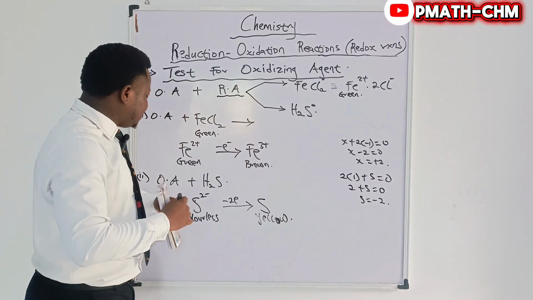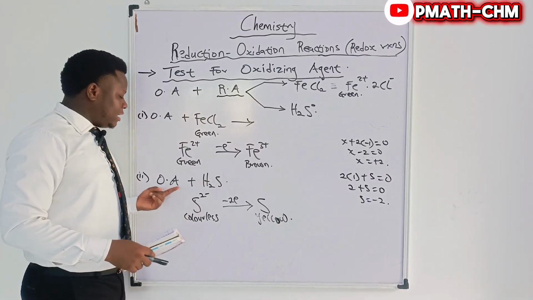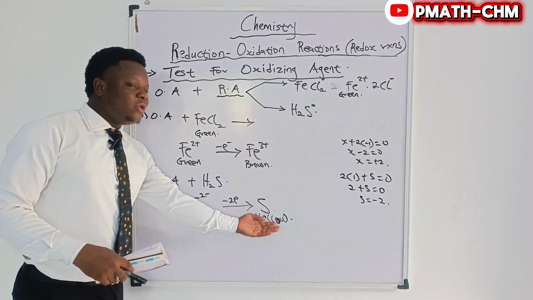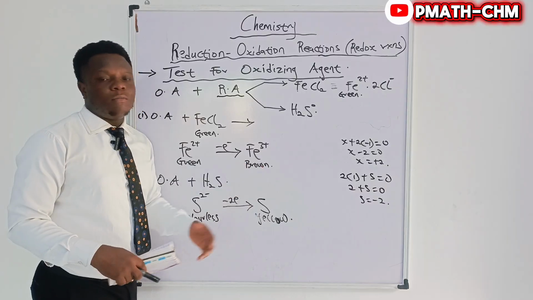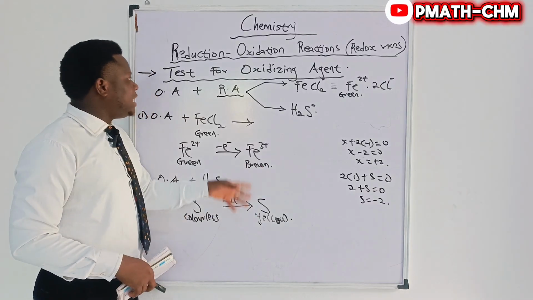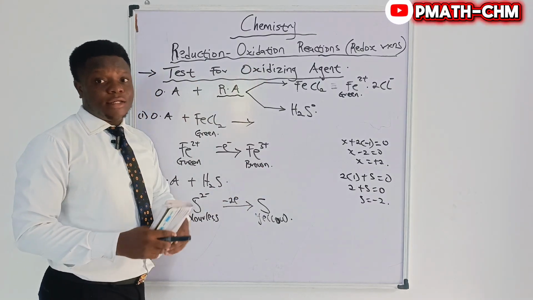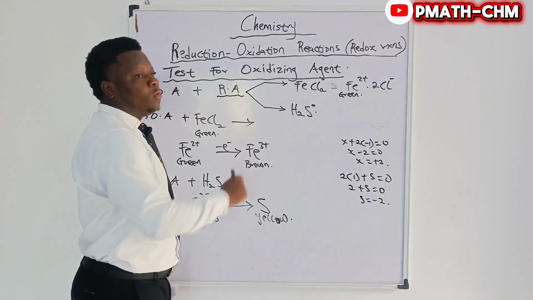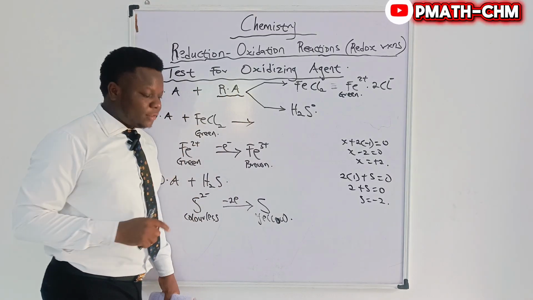So whenever you pass hydrogen sulfide over an oxidizing agent, what you'll notice is what? You have yellow deposits of sulfur in your test tube. So these are the 2 tests for what? Oxidizing agent. Now, we'll end this video by looking at what? The test for what? Reducing agent.